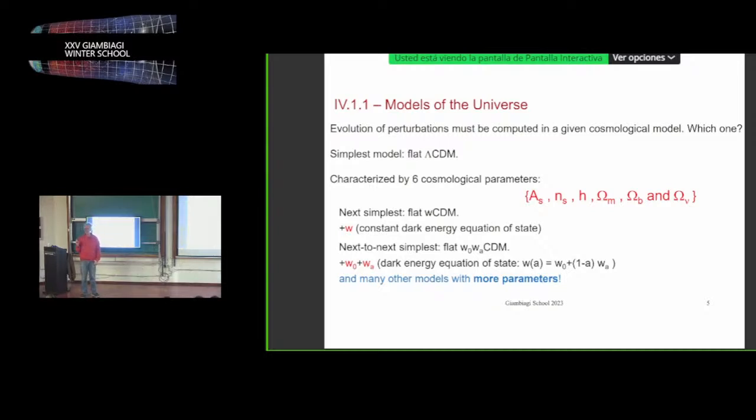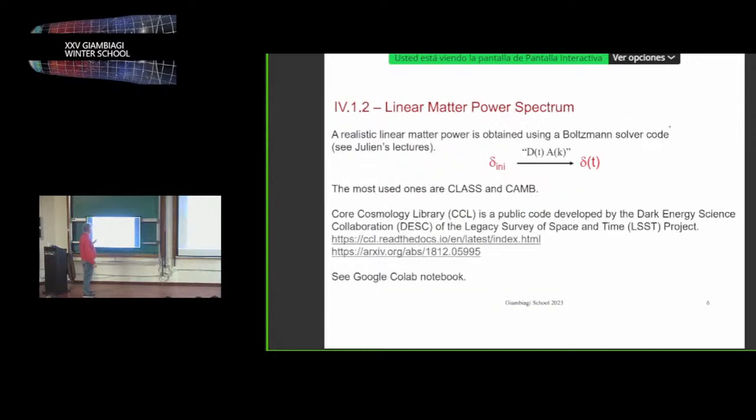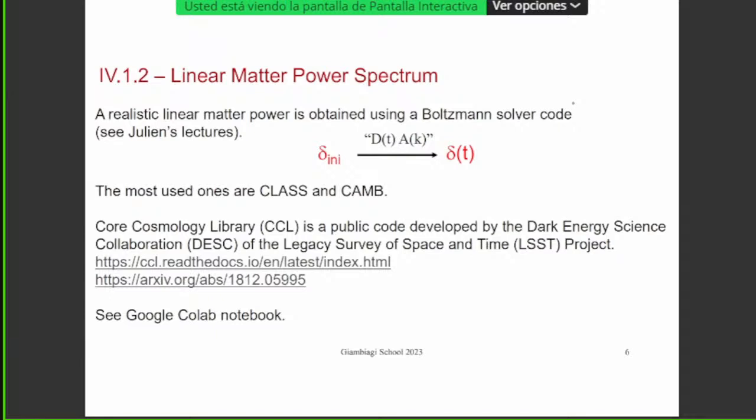Yes, more questions. Okay, so we are going to progress slowly. We talked about the linear matter power spectrum. In order to find a realistic matter or radiation power spectrum, you have to use a Boltzmann solver code like the one that Julian has developed, that will connect the initial perturbations with something. I put that in quotation marks because, of course, Julian told us that sometimes you cannot factorize the growth function with the transfer function. Anyway, there's a way to connect the initial perturbations to the perturbations we see at a later time, and the most used codes are CLASS and CAMB.